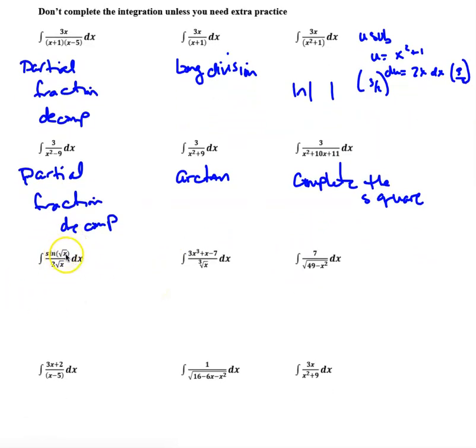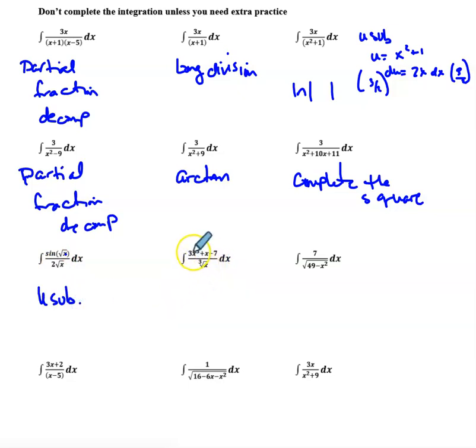Next, looking at this one, I see that the inside function here is the square root of x, and the derivative of that will be 1 over 2 rad x. So since I see an inside function and its derivative, I realize I can just use u substitution.